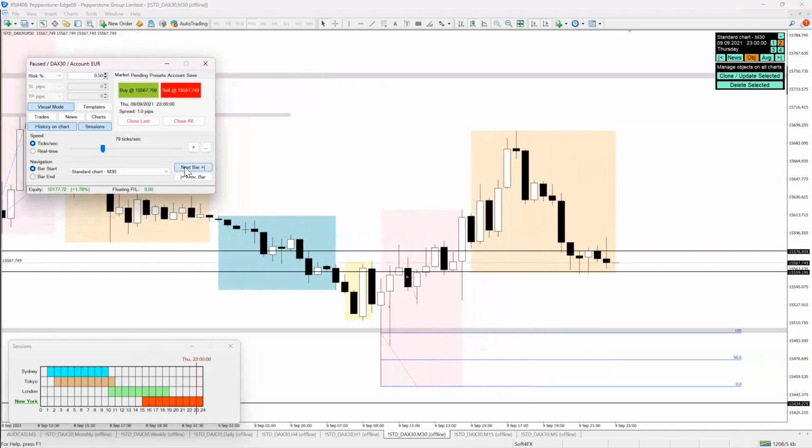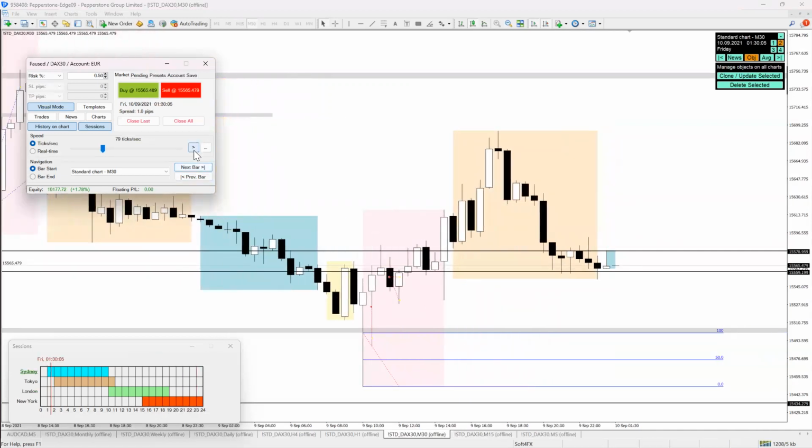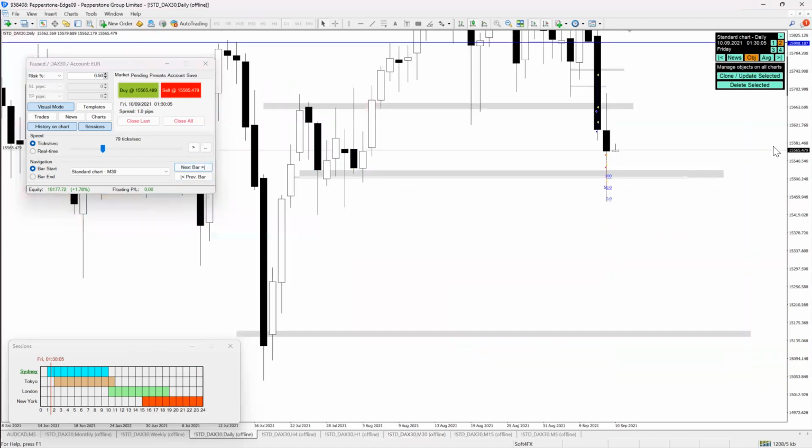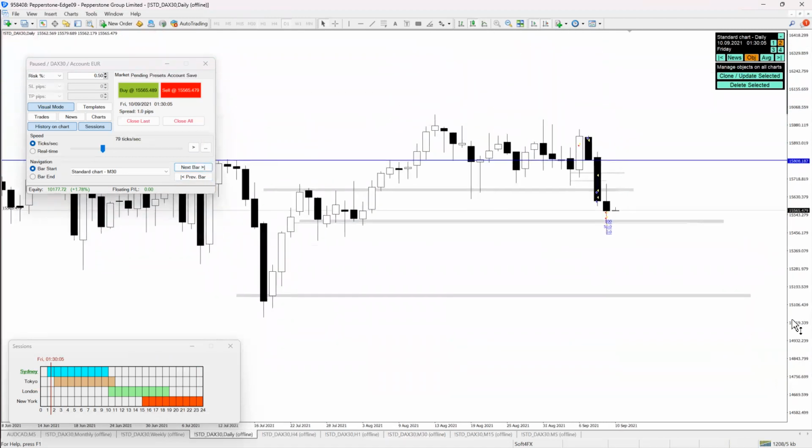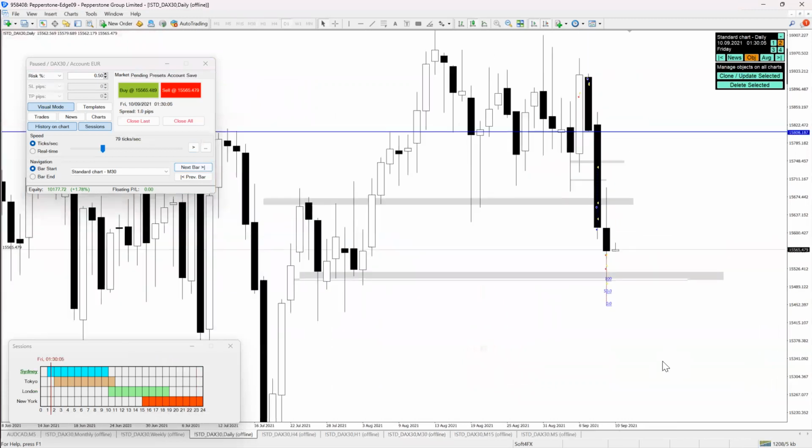We'll just close, see what the day closed like. On a Friday, not going to take a trade on the Friday. So that's it. That's the simulation done.